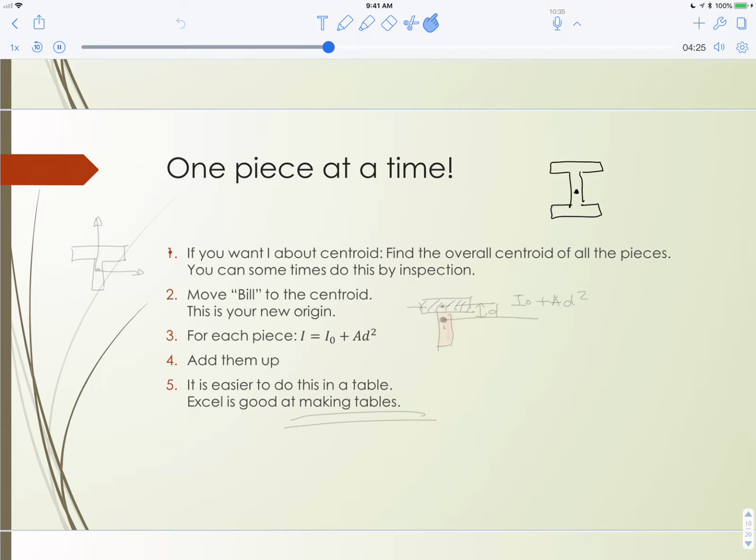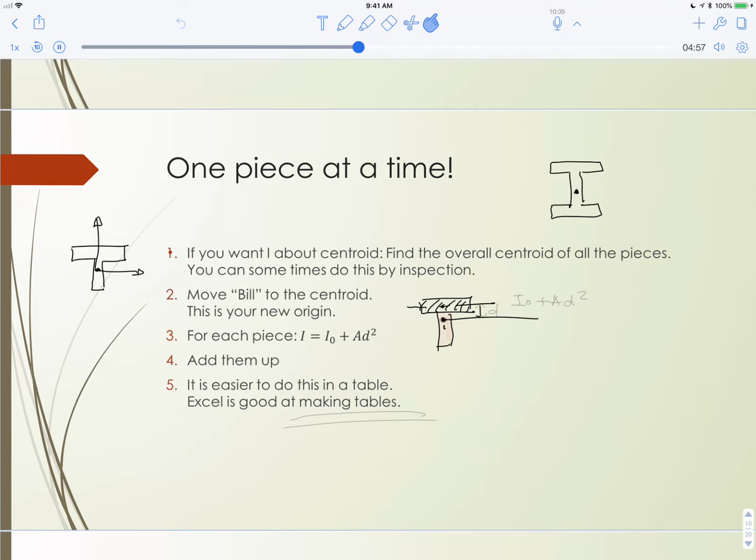And then what you do is, once you do have a piece, so let's say you had a T, you found the centroid, step number 2 is now you make the centroid your new origin, and then for each piece you're going to calculate I equals I0 plus A d squared. So let's say this is the overall centroid. You'll take this piece, get the moment of inertia about its axis.